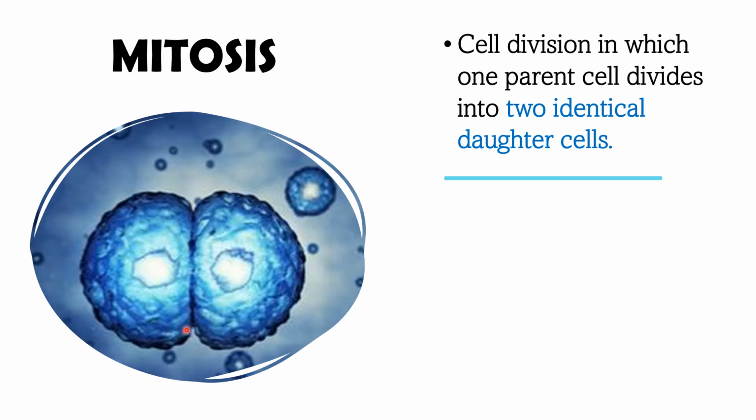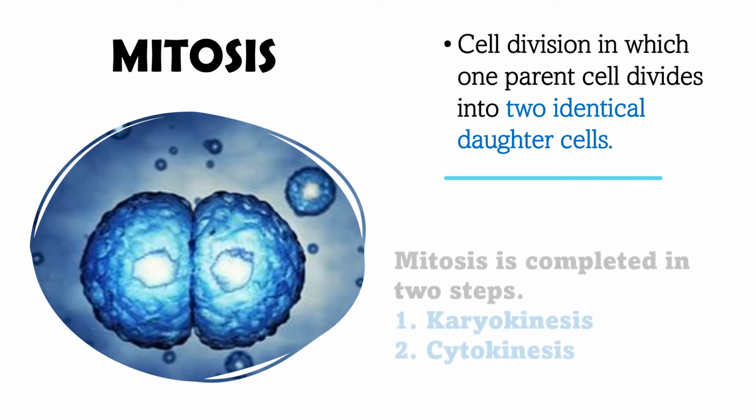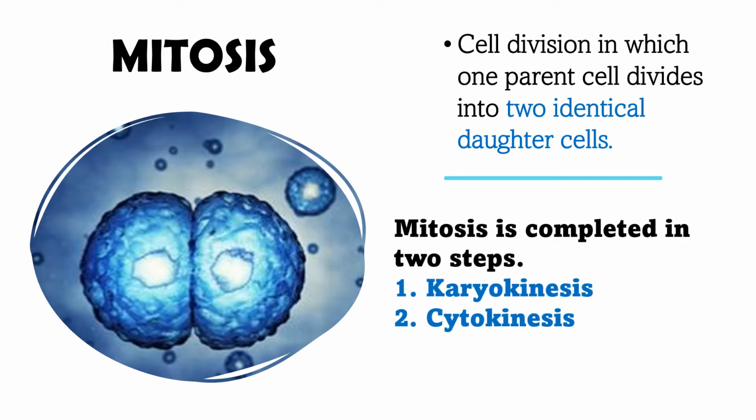Body cells divide into two for growth, for repair, for replacement, for asexual reproduction. Then mitosis is completed mainly in two steps. What are the two steps involved in mitosis? Karyokinesis and cytokinesis. Mitosis is completed in two steps, karyokinesis and cytokinesis.